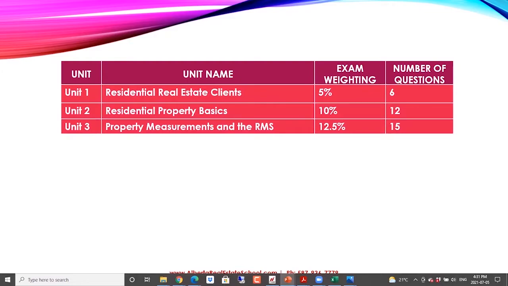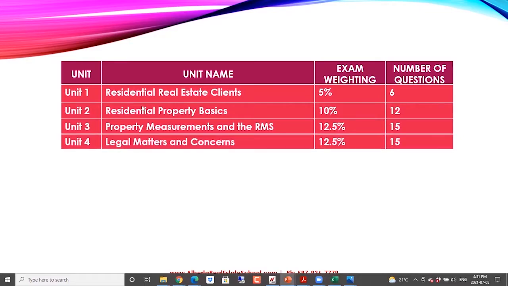Unit 3 is an important unit, property measurements and RMS. Expect to see a lot of questions on this one. So about 15 questions in total on the RMS unit here. Unit number 4, legal matters and concern. This is also important, 12.5%, and we're looking at about 15 questions here as well.